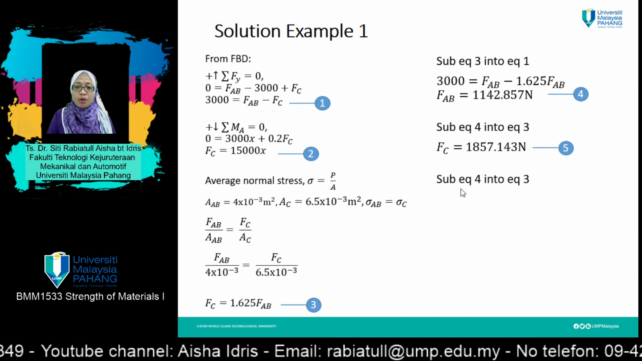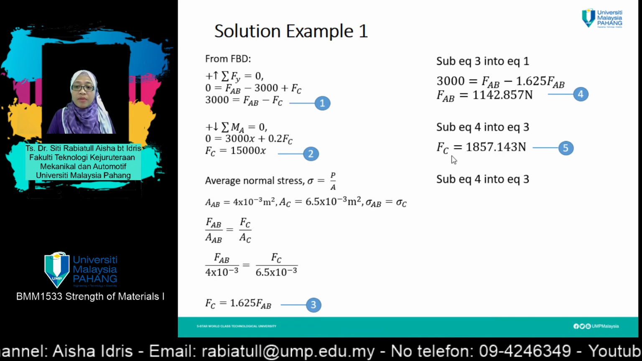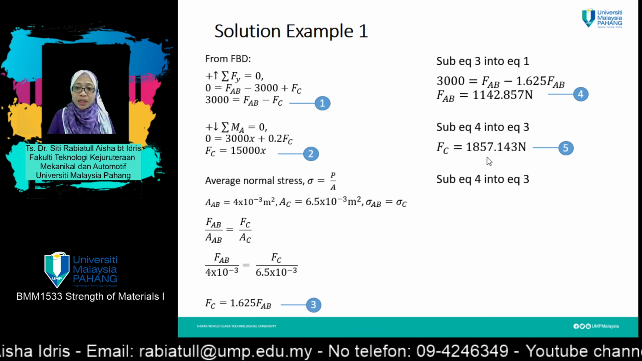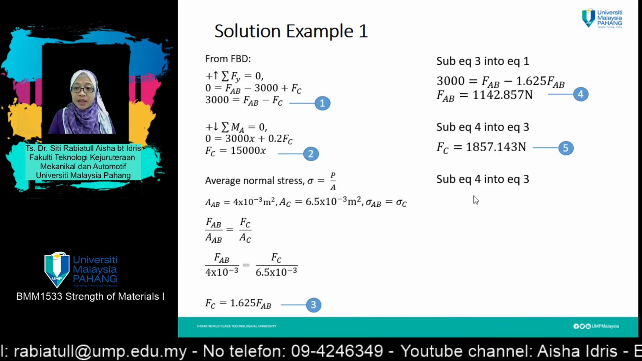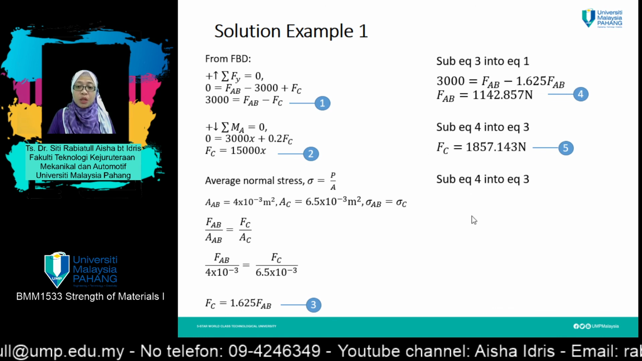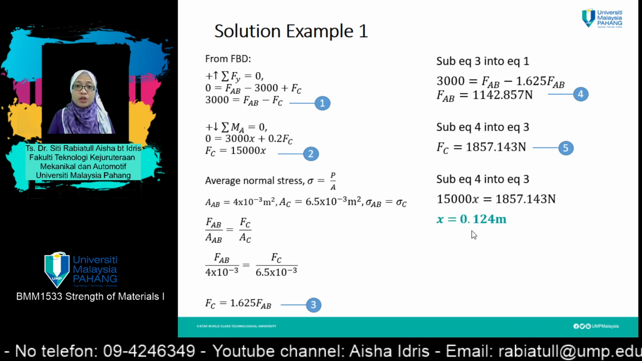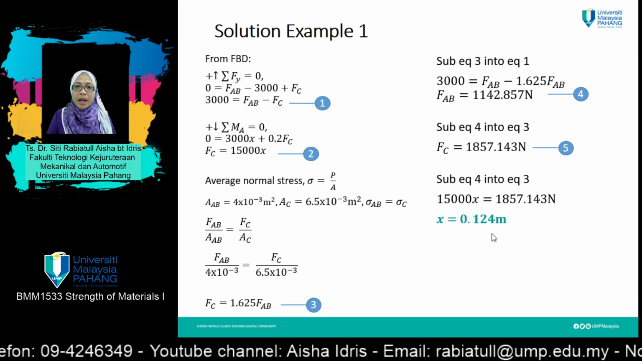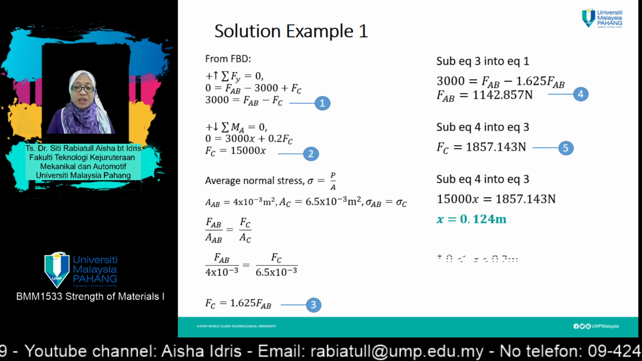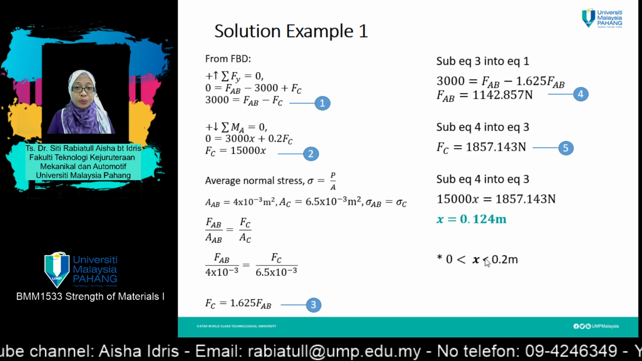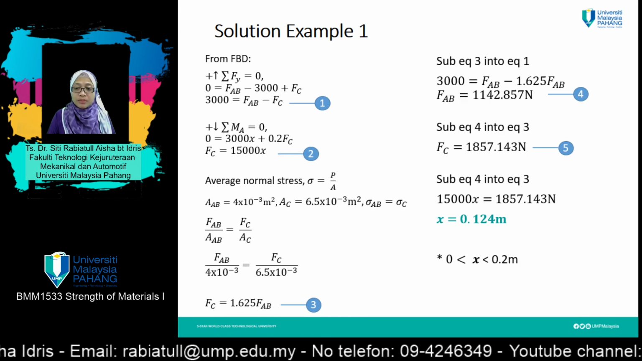And since we are going to find the value of X, once you get the value of FC, substitute it into equation number 2. Sorry for the mistake. Substitute FC into equation number 2. And you'll get the value of X equals 0.24 meter. By right, logically, the value of X itself needs to be between 0 and 0.2. Otherwise, the beam itself will not be stable.